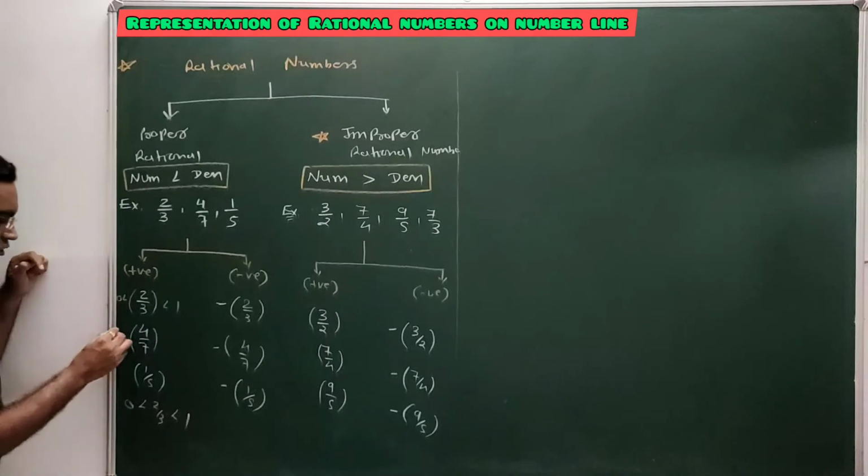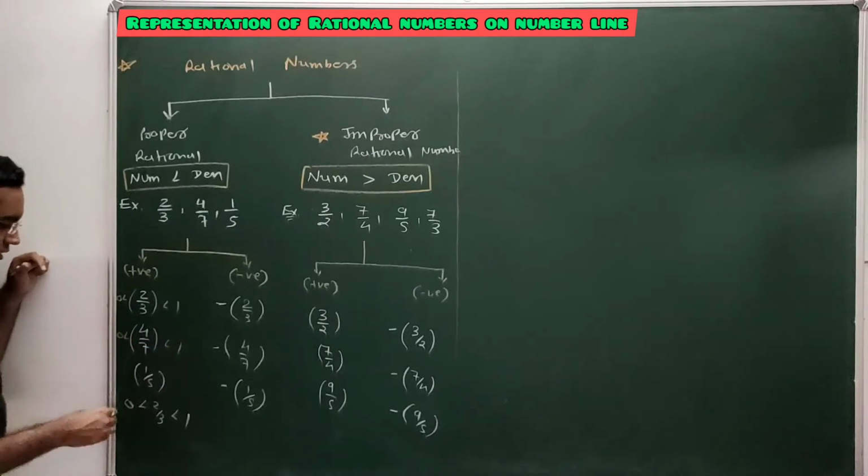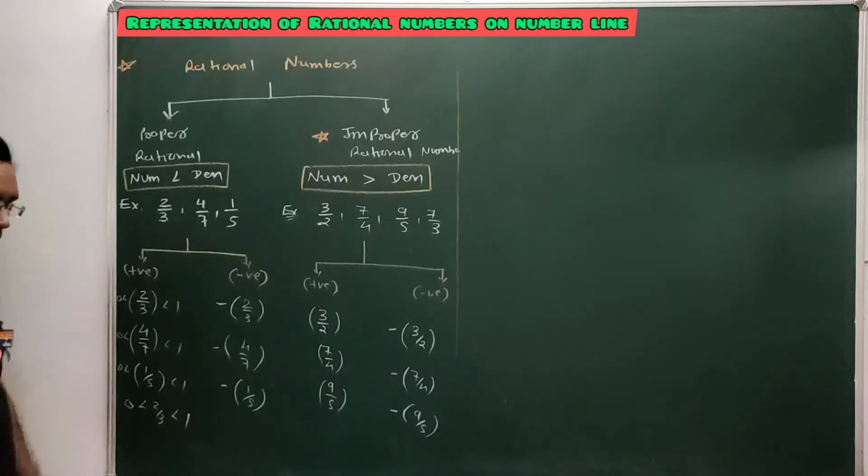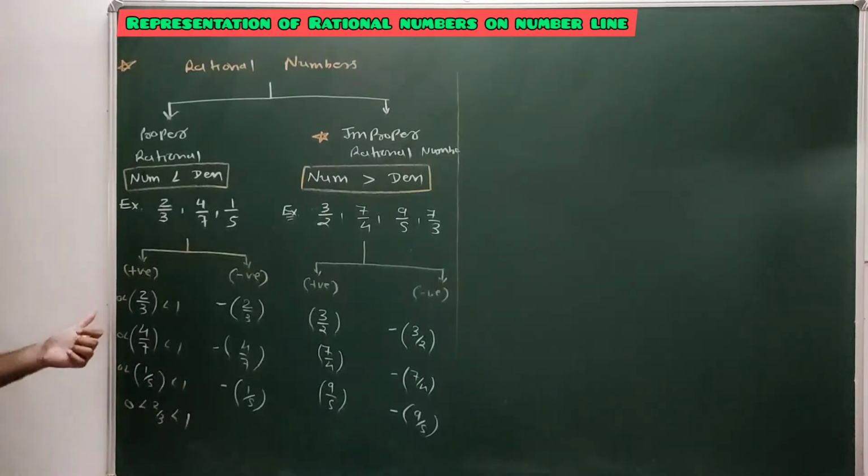This 4 by 7 also lies between 0 and 1. This 1 by 5 also lies between 0 and 1. So value of any proper positive rational number always lies between 0 and 1.